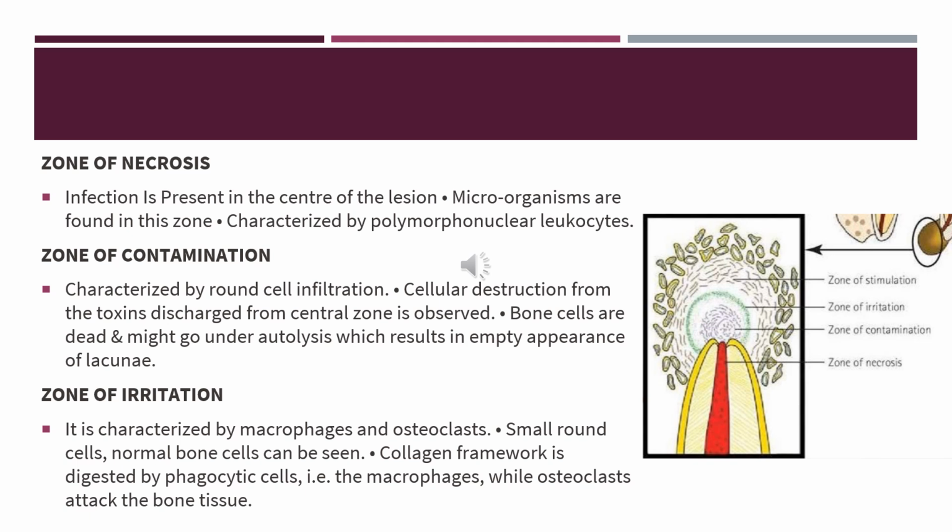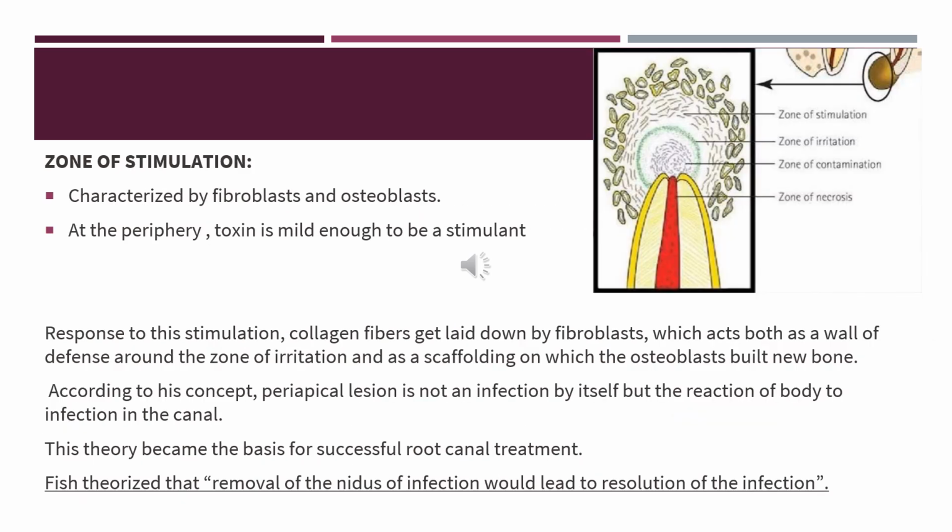The third zone, which is zone of irritation, is characterized by macrophages and osteoclasts. Small round cells and normal bone cells can be seen. Collagen framework is digested by phagocytic cells, that is macrophages, while osteoclasts attack the bone tissues. Fourth zone is zone of stimulation, which is characterized by fibroblasts and osteoblasts. It is at the periphery and toxin is mild enough to be stimulant.